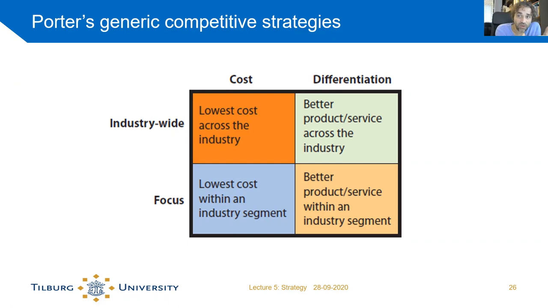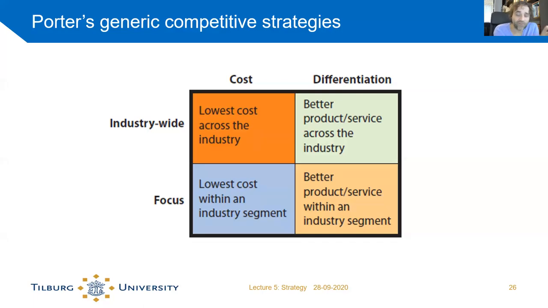So if you have a specific focus, you do basically the same, but for a niche. So for example, Apple, again, Apple is now industry-wide differentiation. So they focus on making a better product across the industry, but not necessarily cheaper. But Apple 15 years ago was really focused differentiation. So they mainly made products for designers and people in media. So they shifted strategic focus. Lowest cost within an industry segment is, I don't know, maybe Dell, who focuses on Dell business to business, delivering affordable computers for businesses. So that may be lowest cost within the industry segment.